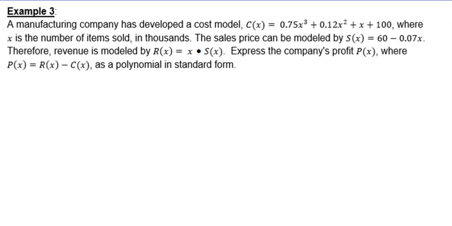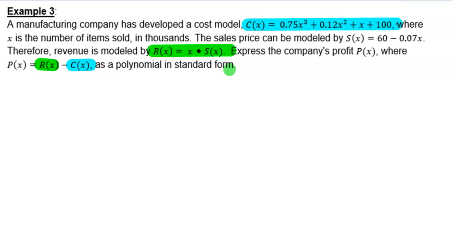All right, so our question is we want to find P of x. All right, well, P of x is equal to two functions being subtracted. So we need the R function, and then we need to minus off the C function. All right, so the R function is actually another operation of functions. It's x times a different function. So we need to figure that out, and then the C function is equal to this blue function up here. All right, so P of x is equal to R of x. We need to figure out R of x first.